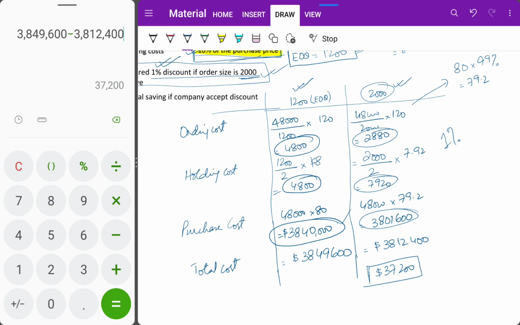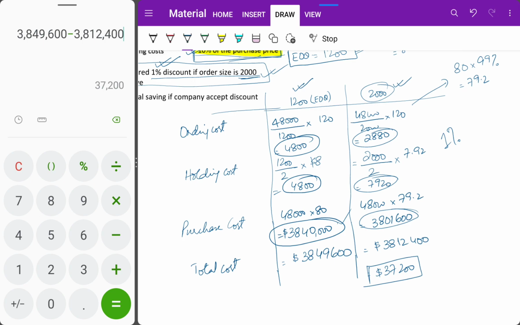Similarly, suppose the overall purchase cost is quite low, right? And you're not getting 1% discount, you are just getting 0.1% discount. So in that case, maybe EOQ will still remain beneficial for the company. So you cannot say that EOQ will always fail, or EOQ will always give you benefit. In case of discount, you have to perform this calculation, right?